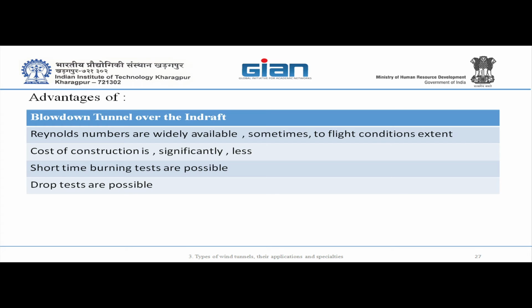because we can run with higher pressure. The cost is less. Short time burning tests are possible. What is the meaning of burning here? When you run, you burn your pressure air. And drop tests are possible. As I said, when you are making some external stores drops, you just drop them and they blow out, whereas in the vacuum, in the in-draft, it will come into the storage and you'll have to look for them.